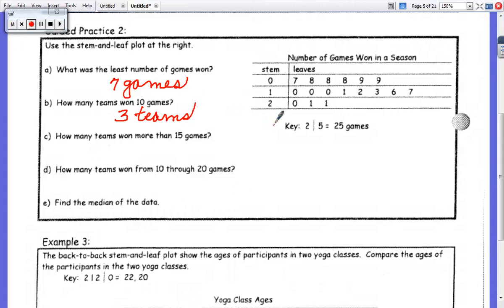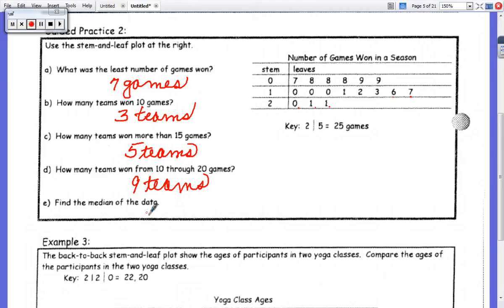How many teams won more than 15 games? Okay, here's 1, 2, 3, 4, 5 teams won more than 15 games. How many teams won from 10 through 20 games? 1, 2, 3, 4, 5, 6, 7, 8, 9, 10, 11 teams. Let's see, from 10 through 20. Oh, 1, 2, 3, 4, 5, 6, 7, 8, 9. Because this would be 21 and 21. So it's 9 teams.